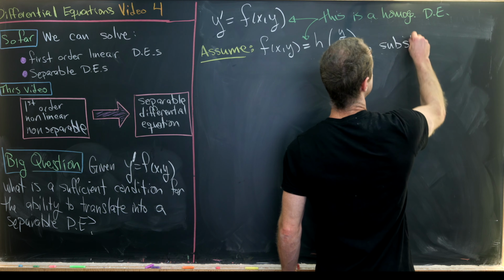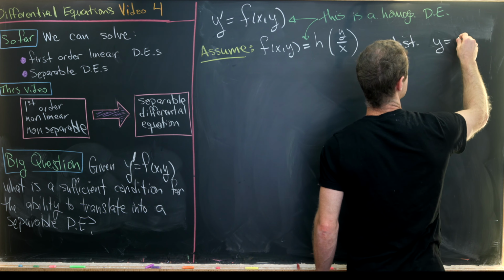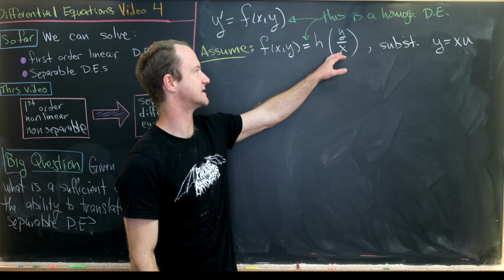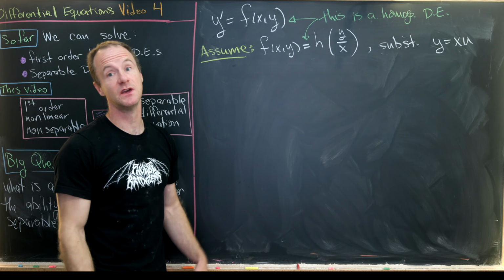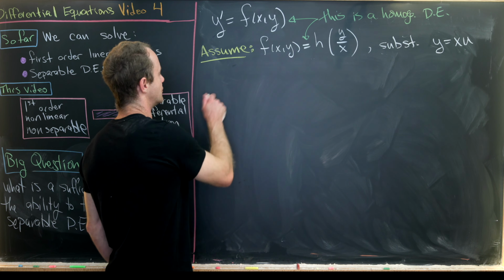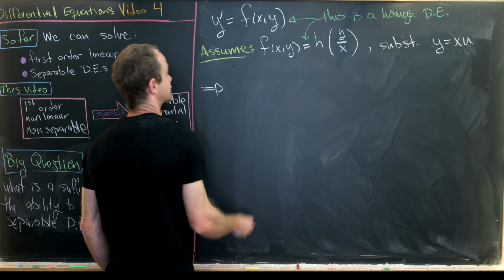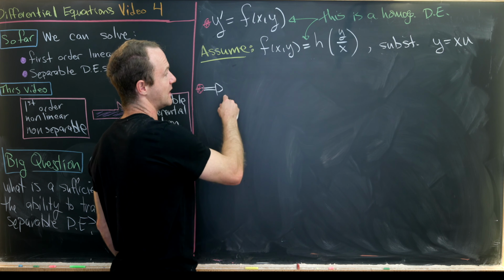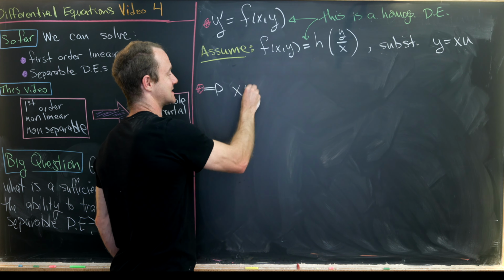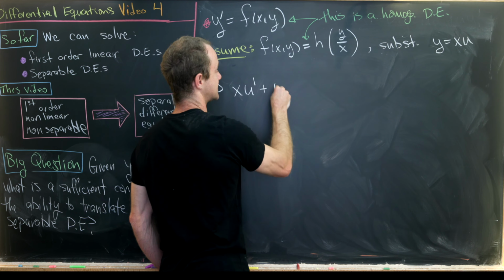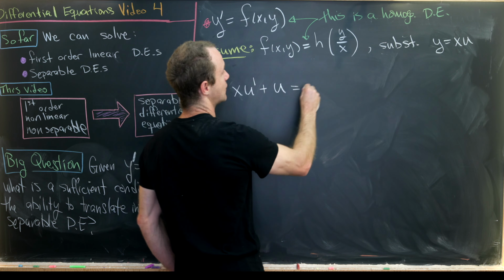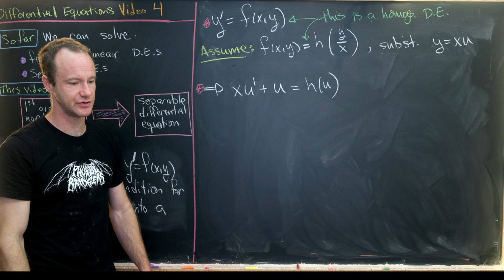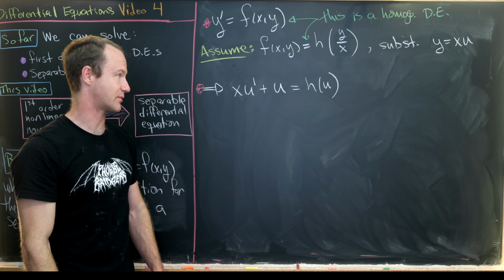Well, we'll substitute the following. Let's say y is equal to x times u. And that substitution is fairly intuitive because it simplifies what's going on within this function h. Okay, so now our original differential equation, which is up here, I'll star it in red and bring that down, looks like this. We have y prime, which will turn into x times u prime plus u using the product rule, equals h evaluated at u. Again, that's from our substitution, but this is most definitely separable.